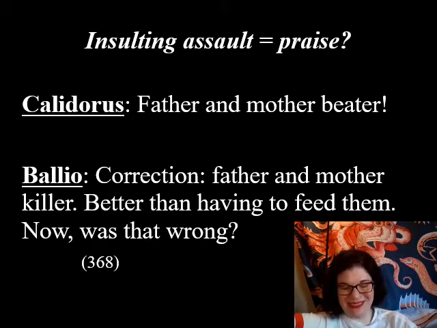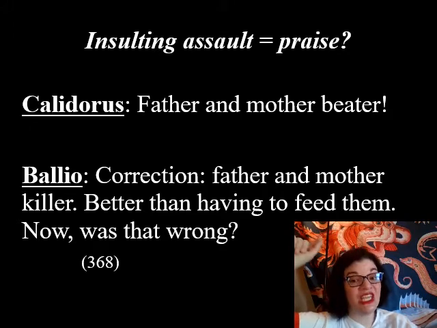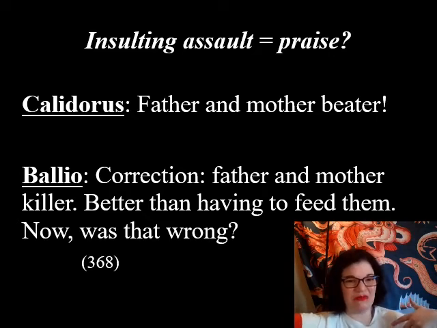There's another moment that's even more complicated where Calidorus, the guy who's plotting to steal his dad's money and his mom's money somehow, turns to Ballio the pimp. And he's trying to shame the pimp into letting him buy his girlfriend, where he's like, you father and mother beater. And then Ballio's like, oh, no, I actually killed my father and my mother. You fail to understand. I'm a pimp. I'm evil. I'm so evil, I killed my parents. Ha, you little boy. Where he's like, yeah, you can't hurt me with your words, you stupid little child. I know that I'm a despicable human being, and I embrace my despicableness. And Calidorus is like, you what?